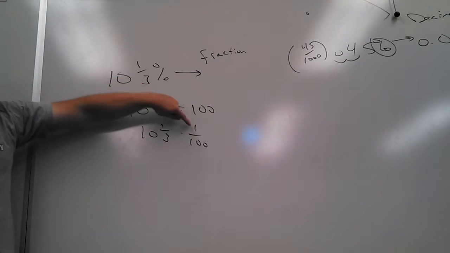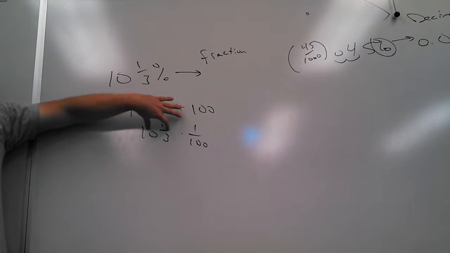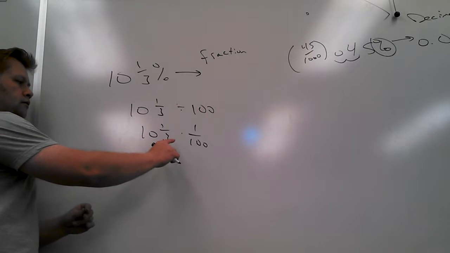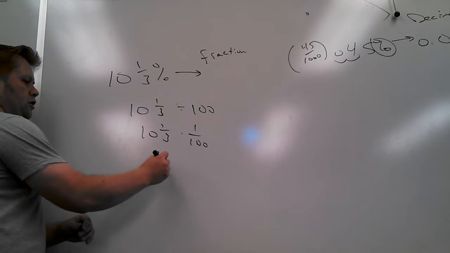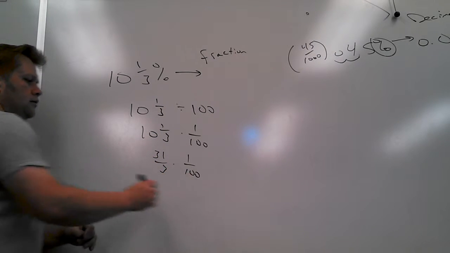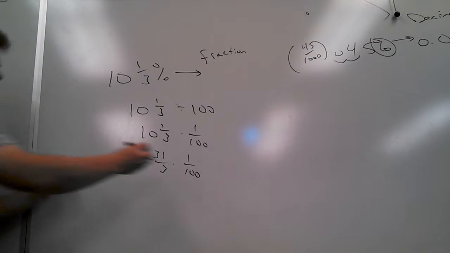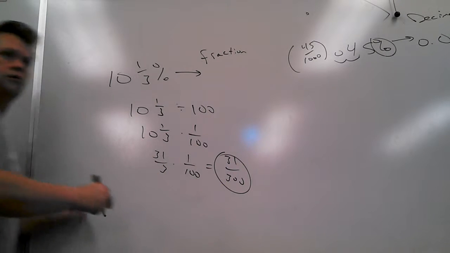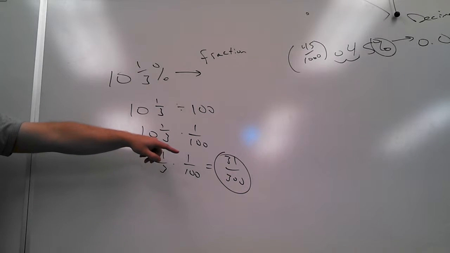Now, how do I multiply these? What can I do with this part to make this easier? Make it a single fraction, exactly. How do I do that? 10 times 3 plus 1. 3 times 10 is 30 plus 1, 31. 31 over 3 times 1 over 100 is 31 over 300. Done. So we converted that to a fraction.